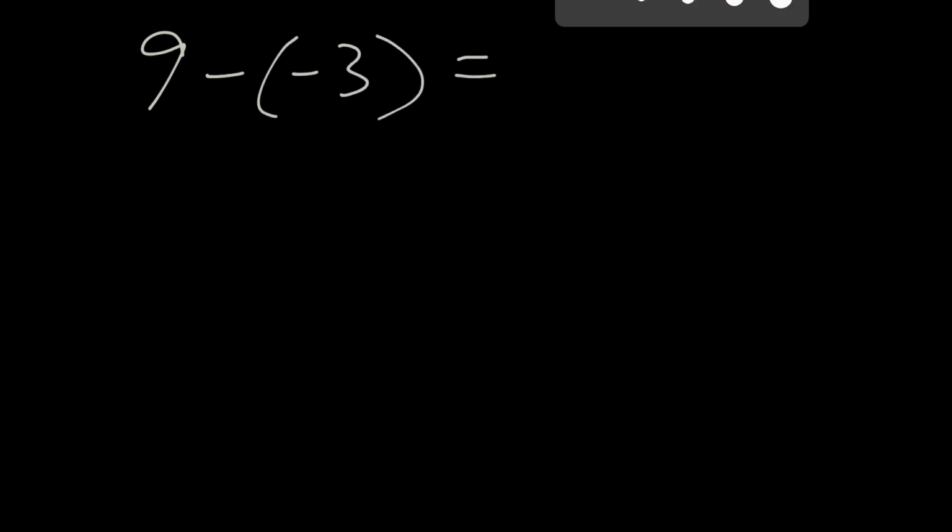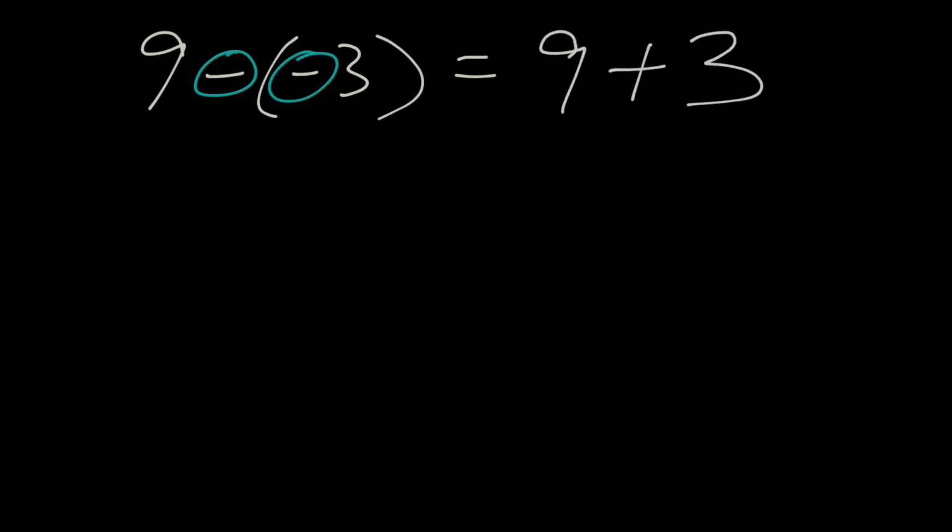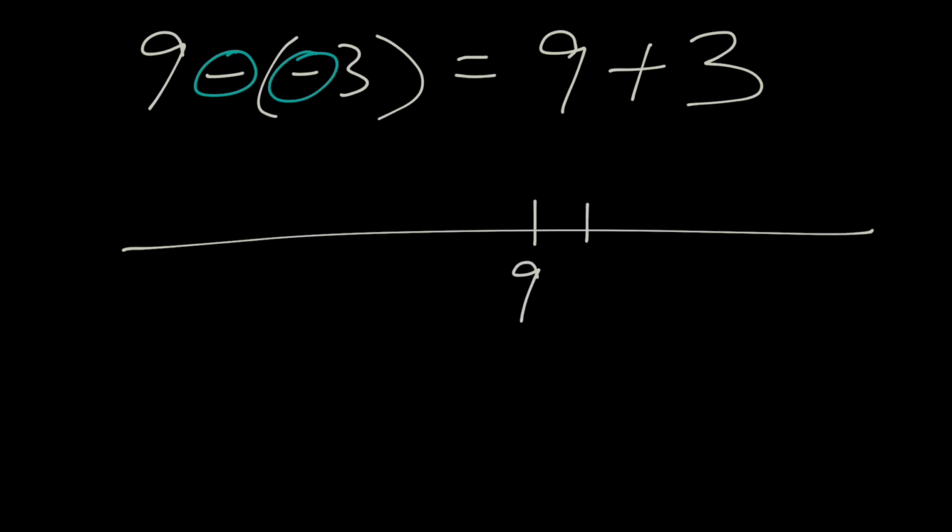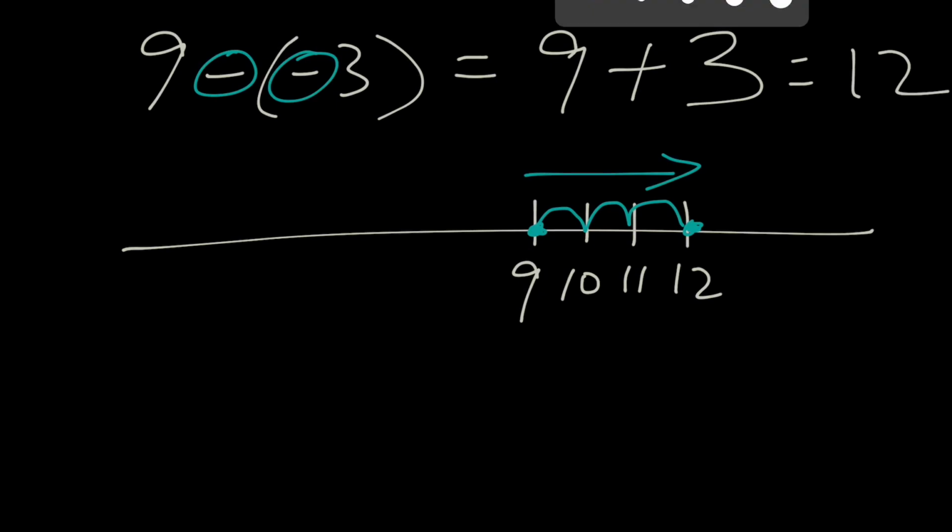Okay, let's try another example. 9 minus -3 equals. Again, we are seeing two negatives, and that becomes 9 plus 3. And from the number line, we're starting from 9 and go 1, 2, 3, 10, 11, 12. So the starting point at 9, and we go 1, 2, 3 toward the right, and our final answer is 12.